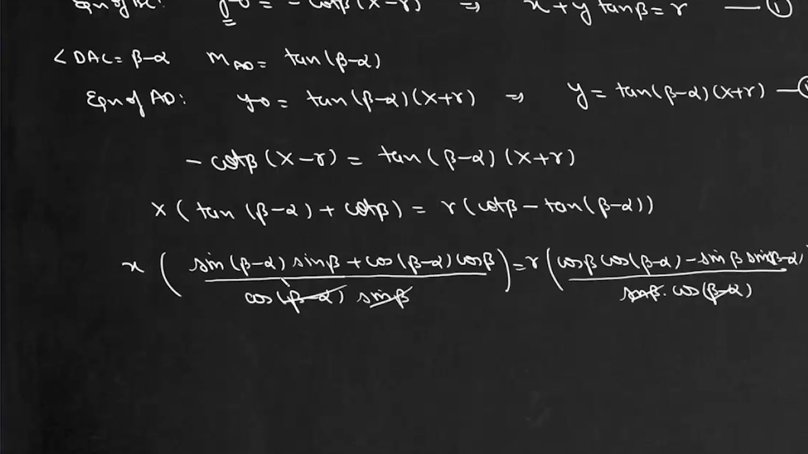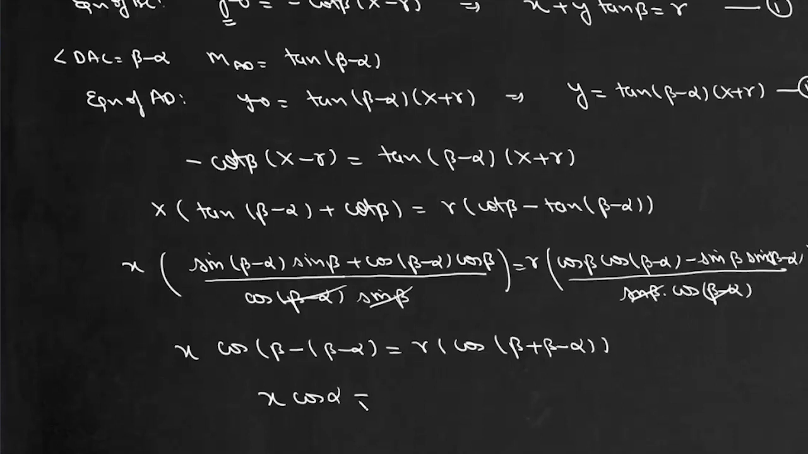Now this is cos A cos B plus sine A sine B. It is cos A minus B. So it will be simply cos beta minus alpha. And this is cos A cos B minus sine A sine B. So there will be cos A plus B. So we can write this is cos beta plus beta minus alpha. Now this is x cos alpha, and this is R cos 2 beta minus alpha.